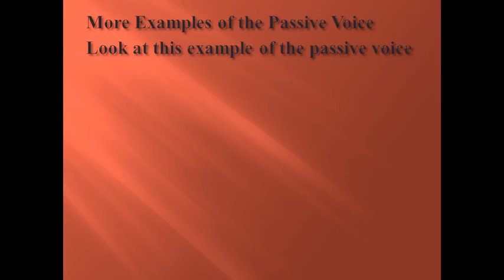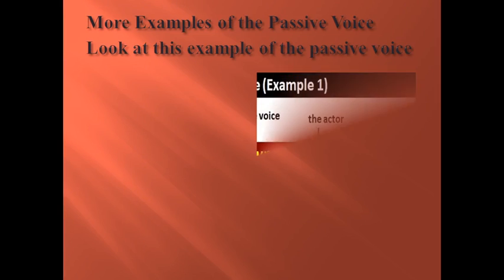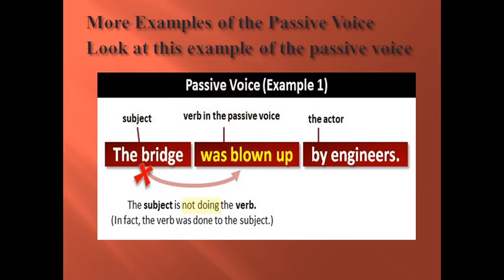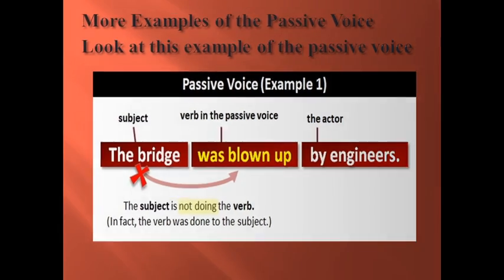Let's have more examples of the passive voice. Now, look at this example of the passive voice. We have: the bridge was blown up by engineers. We consider the subject the bridge, the verb in the passive voice was blown up, and the actor is by engineers. In fact, we can say that the subject is not doing the verb. In fact, the verb was done to the subject, as we can see.